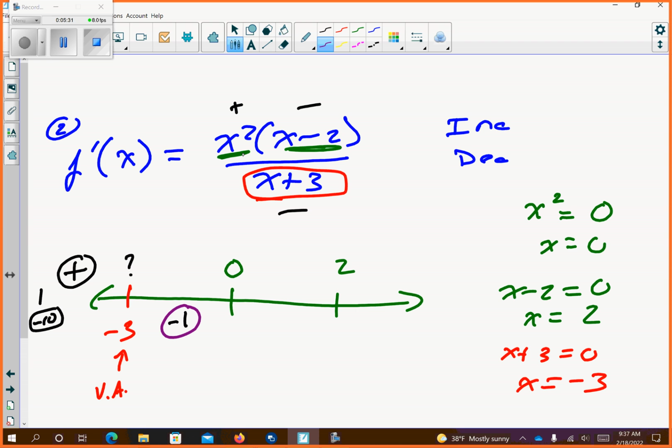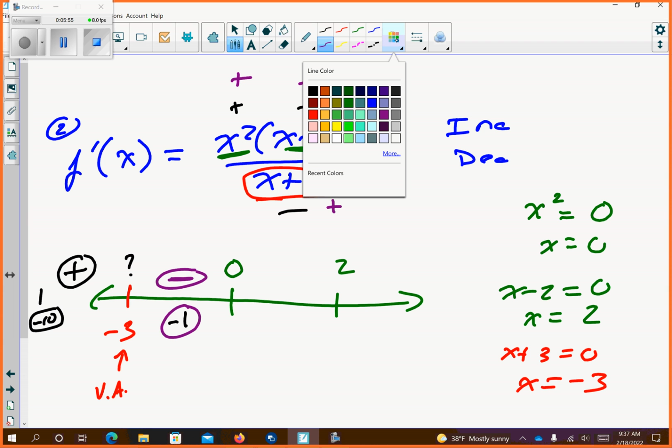If I take negative 1 and plug it in, negative 1 plugged in here gives me positive. Negative 1 plugged here is negative. Negative 1 plugged in down here is positive. So positive times negative is negative. Negative divided by a positive is also negative. So I have a negative slope in this region. Okay? Then I'm going to pick another value.